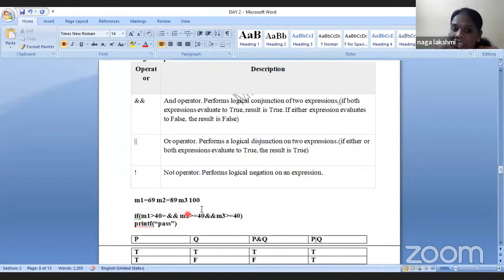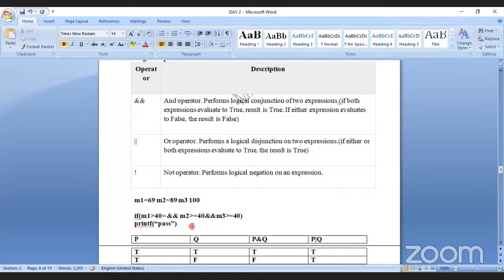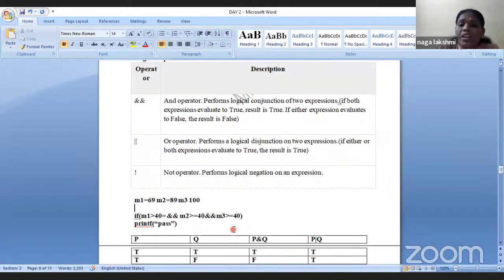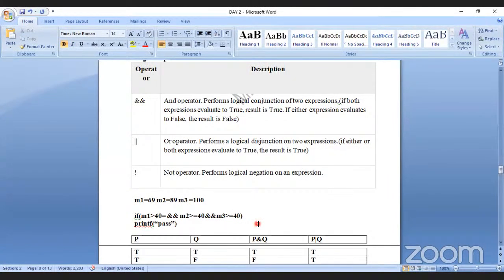Okay, first the M1 condition is true. Next it comes to the second condition. M2 is 89. 89 is greater than 40. Has the condition become true or false? True, ma'am. Again, it will check the condition M3. M3 means 100 I have given. 100 is greater than 40. Is the condition true or false again? True, ma'am.